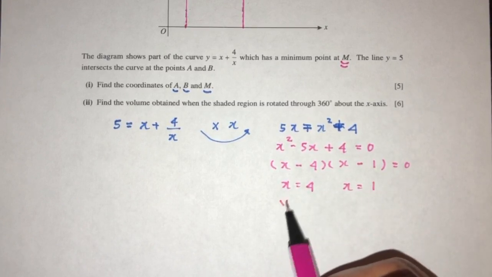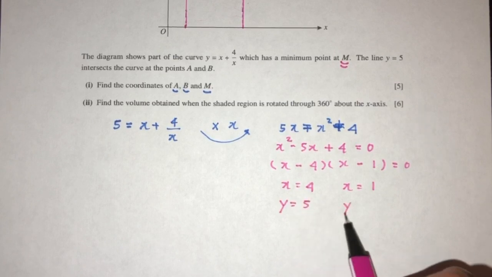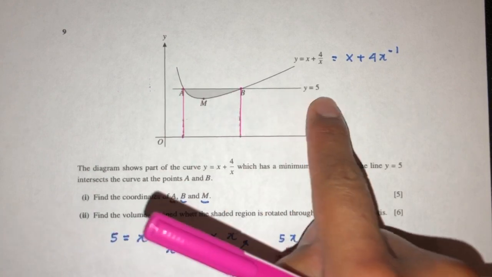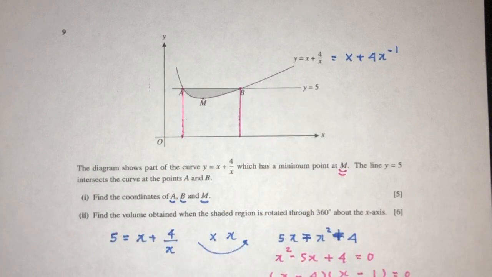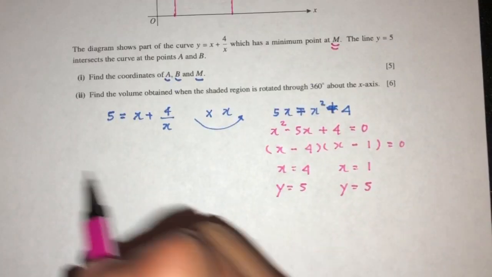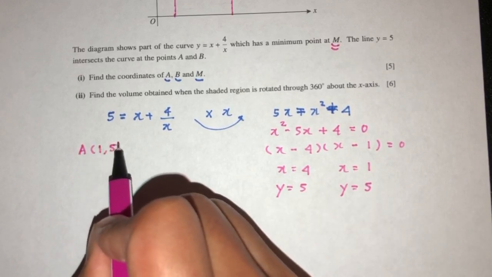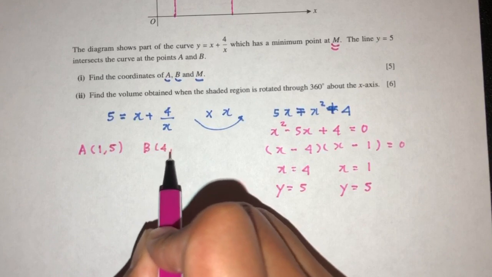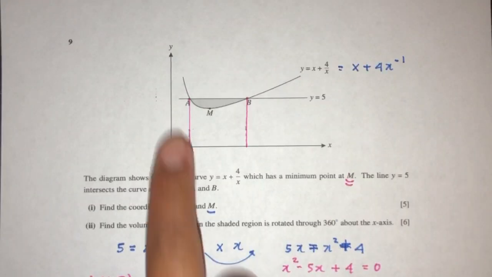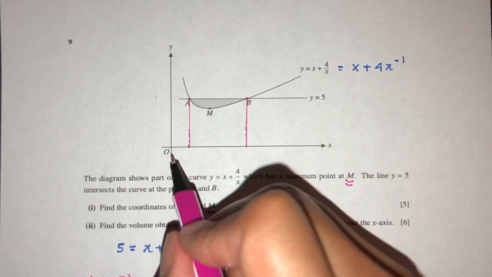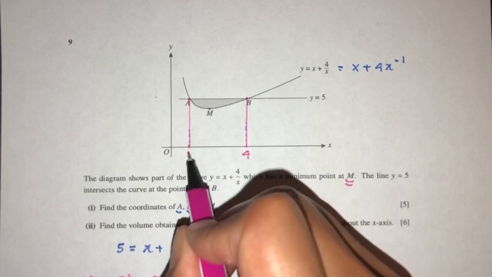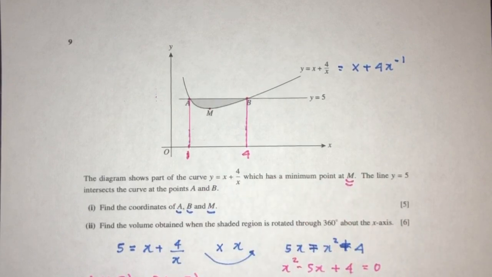Let's find the corresponding y value. This is 5 and 5 obviously, because we know this is the line y equals 5, right? So the point A will be here before. A will be the point (1, 5), and B will be the point (4, 5). Because A happens before B, so we know this is 1 and this should be 4, right? Now that we have the points A and B, let's find the point M.